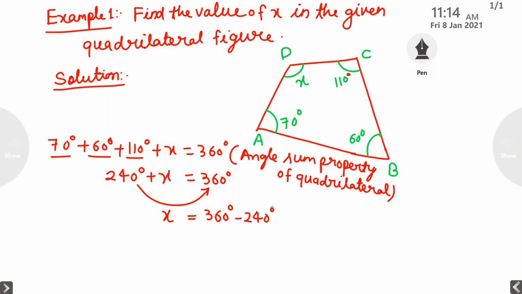Plus quantity became minus. Now the value of x equals 360 minus 240, which is 120 degrees. We got the value of x.